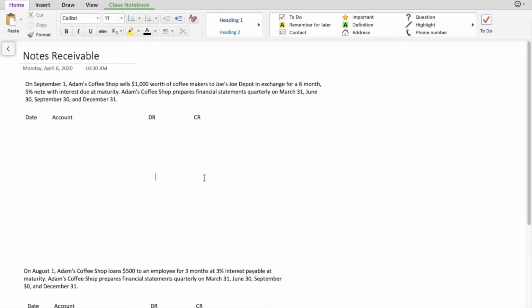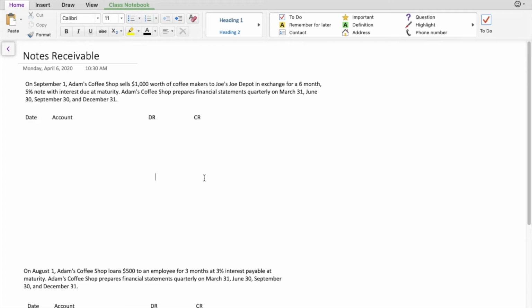So here on September 1st, Adam's Coffee Shop sells $1,000 worth of coffee makers to Joe's Joe Depot in exchange for a 6-month, 5% note with interest due at maturity. Adam's Coffee Shop prepares financial statements quarterly on March 31st, June 30th, September 30th, and December 31st.